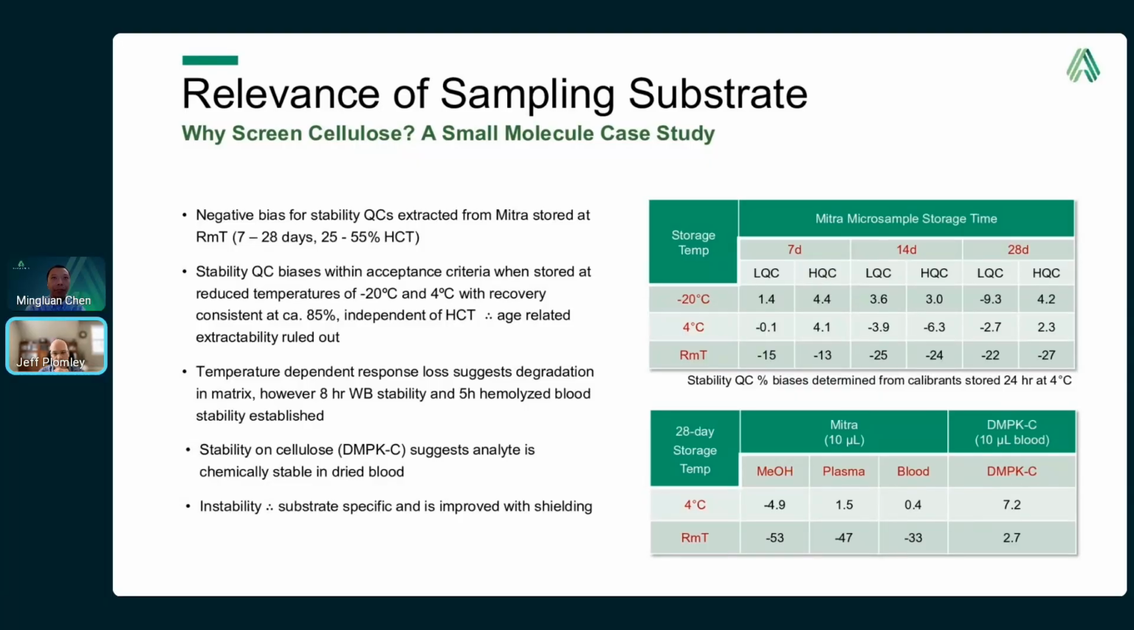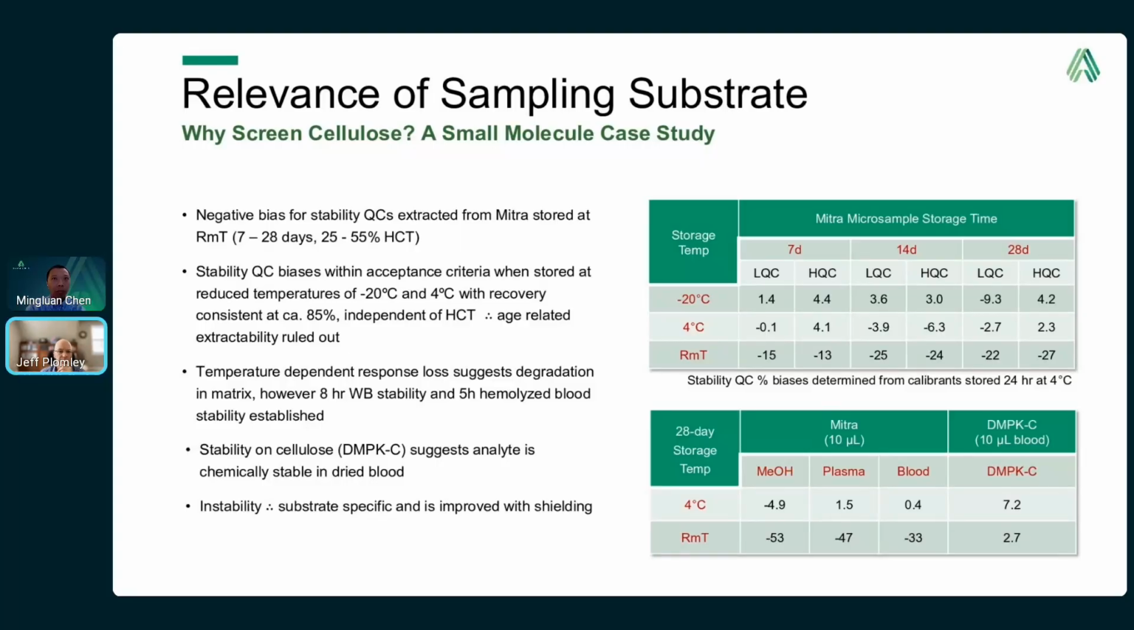Recoveries were about 85%, and again, independent of hematocrit. So the totality of the data suggests a kinetically driven process here for degradation, given the temperature-dependent response loss. We did establish 8 hours of stability in whole blood and 5 hours of stability in hemolyzed blood. And I'll just note that hemolyzed blood stability can be a useful diagnostic, since RBCs do rupture upon microsampling drying, and analyte is in a semi-wetted state in these rigid porous polymers, and that can play a role in drug transformation.